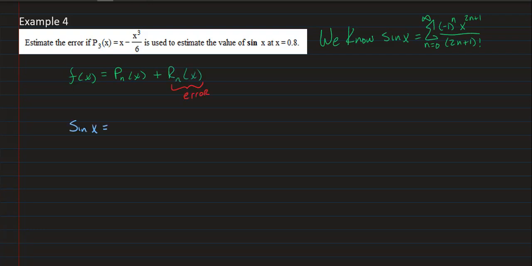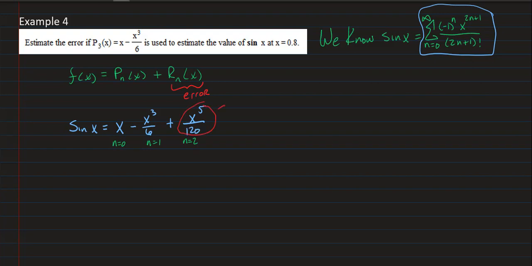So using this Taylor series for sine of x, we know that if n is equal to 0, we're going to get x. And when n is equal to 1, that's going to give us a minus x to the third divided by 6. And if I were to expand this out, that next term that I would get when n is equal to 2 would be my remainder. So when n is equal to 2, that's going to give us a positive because negative 1 is squared. X to the 4 plus 1 is 5, so that's going to be x to the 5th over 5 factorial, and 5 factorial is 120. This term right here would be the remainder for the third degree polynomial.